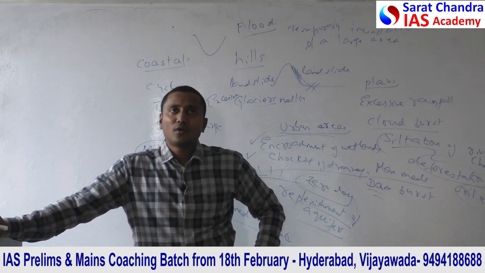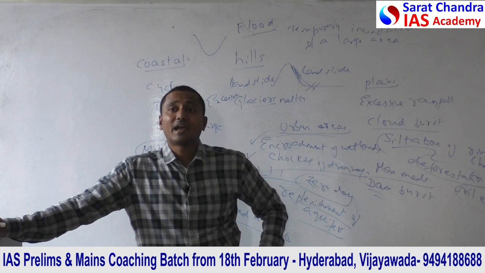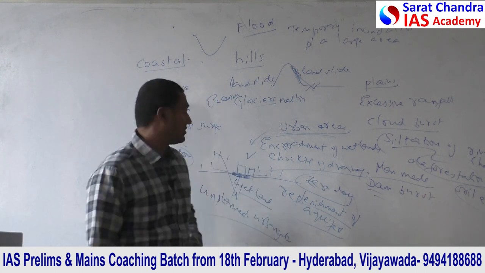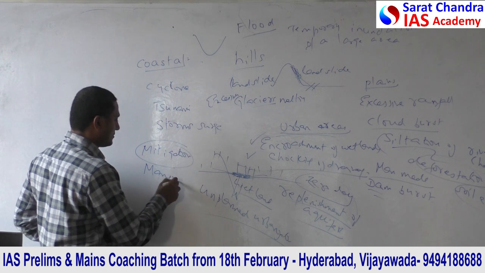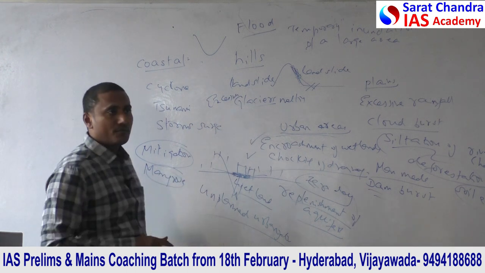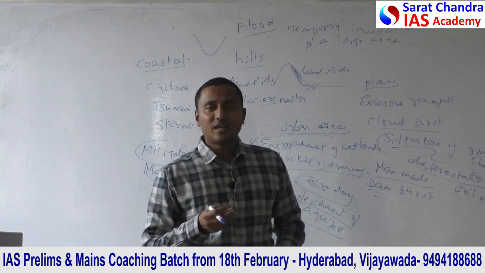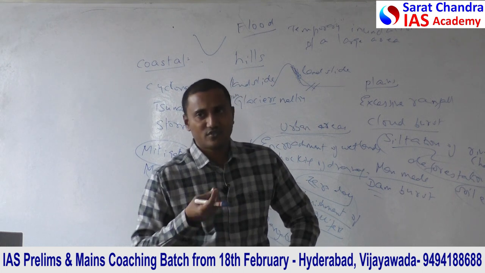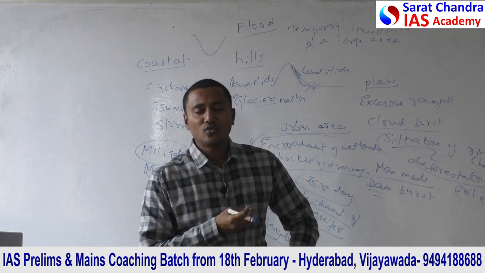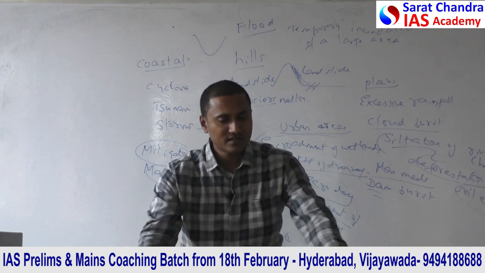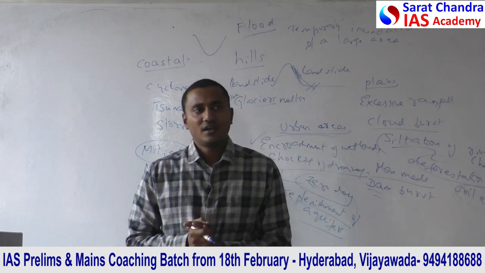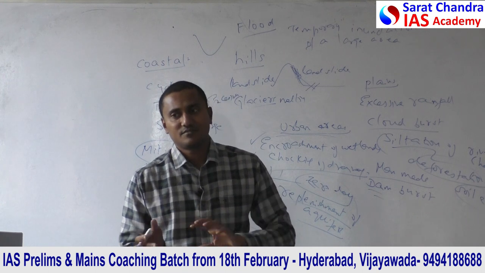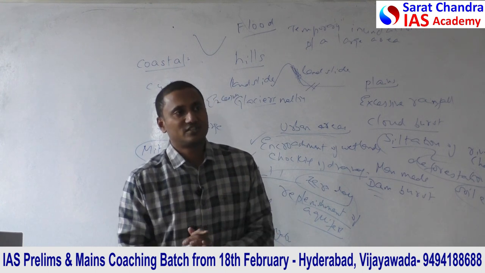Generally, what type of plants will grow in the coastal area? Mangrove plants. Mangrove. Friends, mangrove. Mangroves are a type of trees that can grow in salt water. Even if the water is salt water, they can grow. We call them as halophyte. Halophyte means they like salt. Trees which like salt, halophytes.